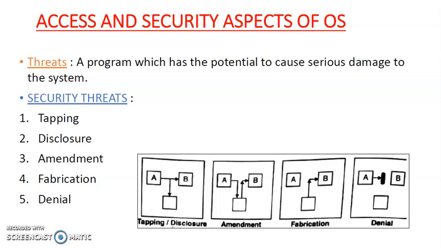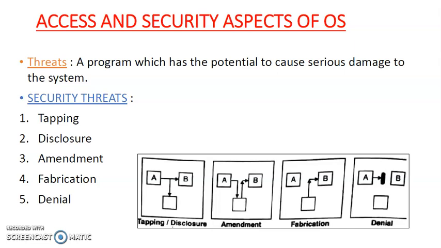Then it has security threats. Now what is the meaning of threats? A threat is a program which has the potential to cause serious damage to the system. Okay. Regarding security threats, due to networking, the user has to access the data and the program at different locations. So this has increased the threats to the security of computing. And the second situation is that sharing increases the security threats. These two situations happen because of security threats.